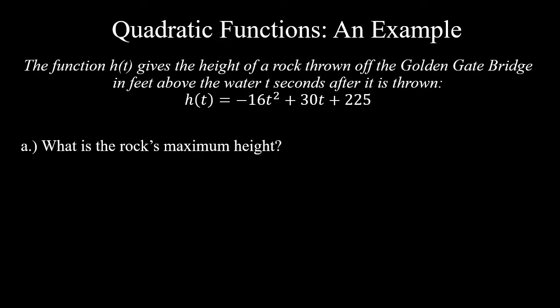So now let's look at an example for a quadratic function. And we talked a lot about how quadratic functions model projectile motion really well. So this is a projectile motion problem. The function h of t gives the height of a rock thrown off the Golden Gate Bridge in feet above the water t seconds after it is thrown. And here it is, h of t, the height, equals negative 16t squared plus 30t plus 225.